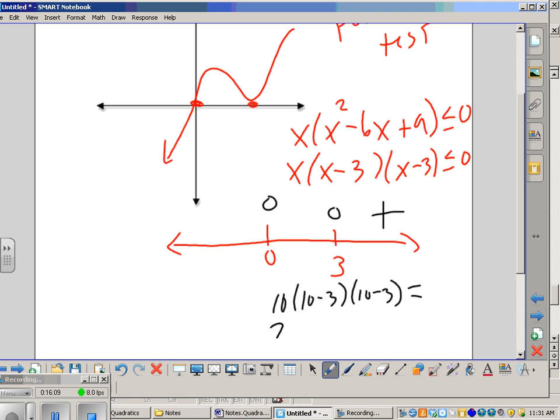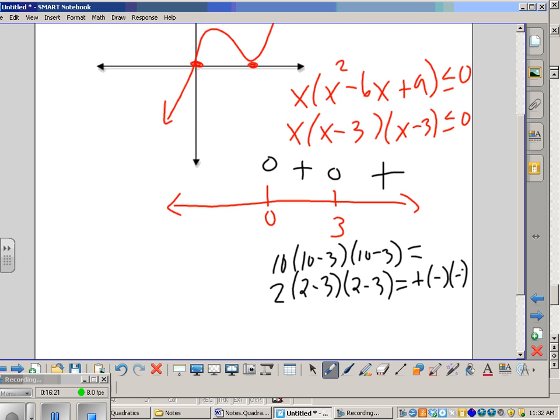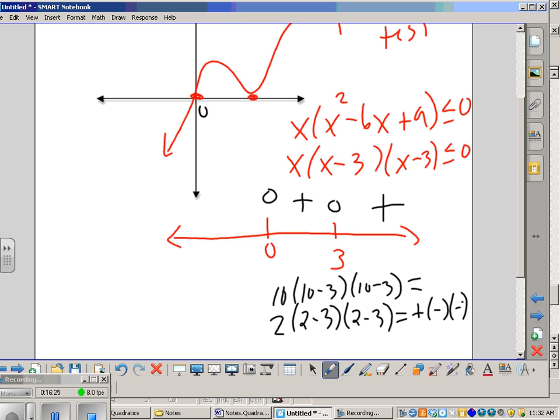Let's test 2. That's a positive, a negative, and a negative. Well, that equals a positive as well because the two negatives cancel. And you can see that on the graph between 0 and 3. Look back at the graph. Between 0 and 3, the points on the y-axis are above the x-axis.